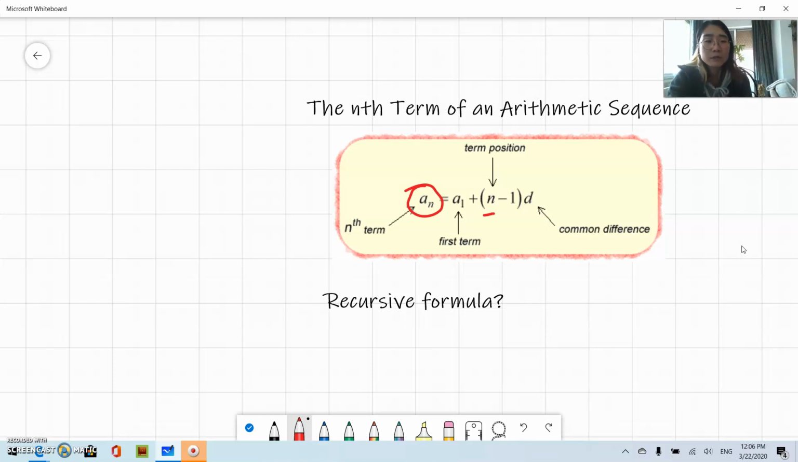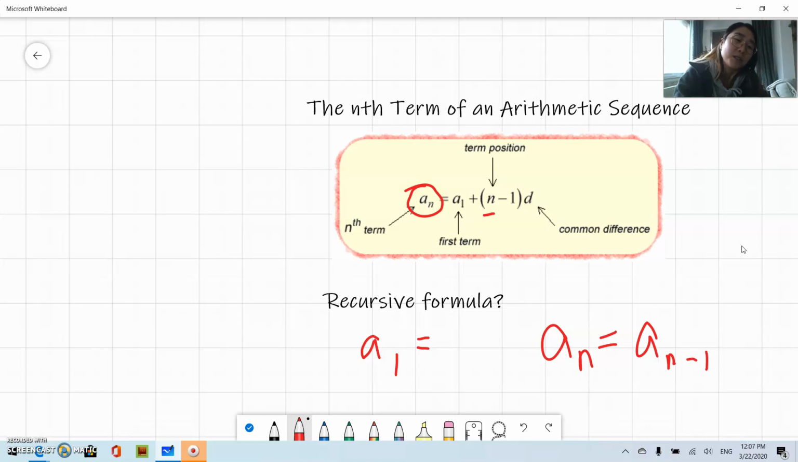So how can we come up with the recursive formula? Not that the recursive formula is very useful, but any idea? One thing for sure is that you have to have a first term defined, right? So we need to know A1. And another way to find the nth term is that you take the previous term, and what do you do? You just add the common difference, right? And that's how you get the next term.